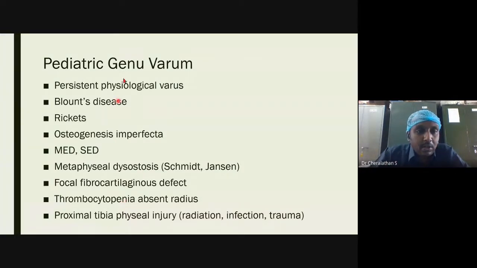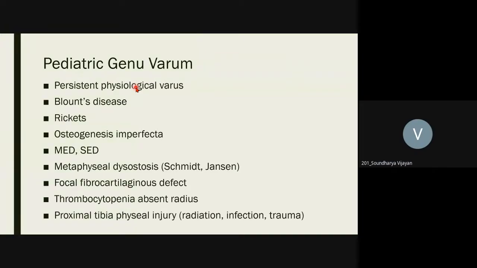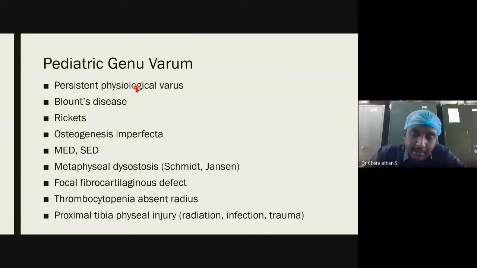So these are all the causes. Genu varum is usually bilateral, or more commonly bilateral. Now it can be either a persistent physiological varus. If you can recollect, at what age does it get corrected from varus to neutral? 14 months to 2 years. Exactly. Up to 1.5 to 2 years of age.